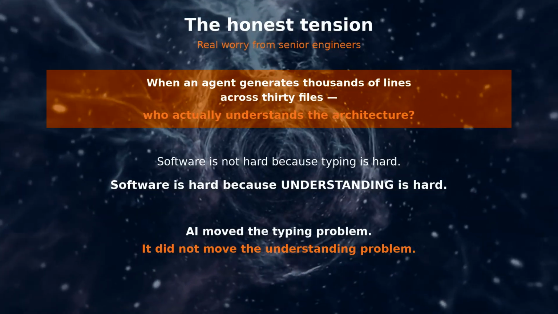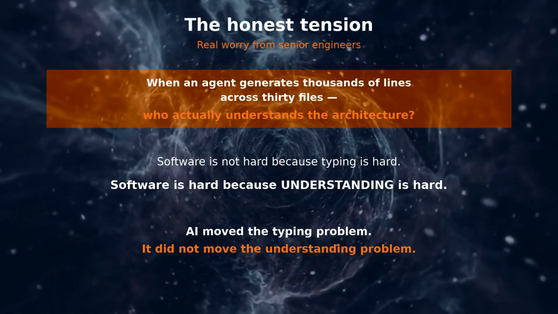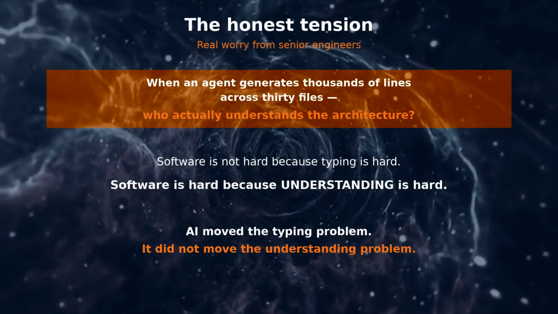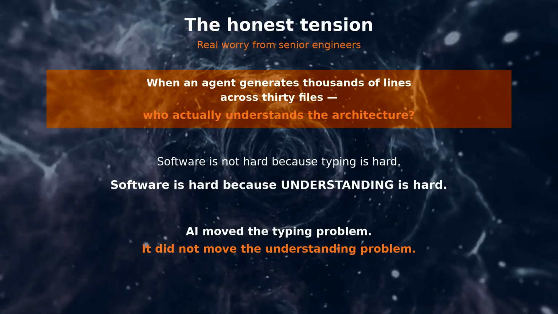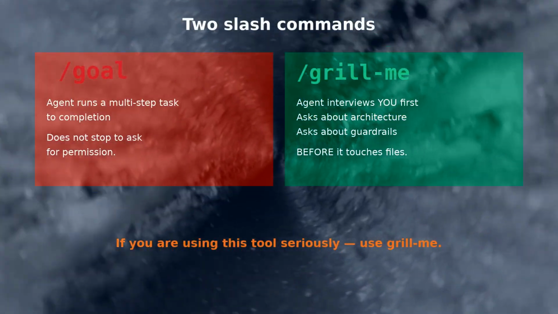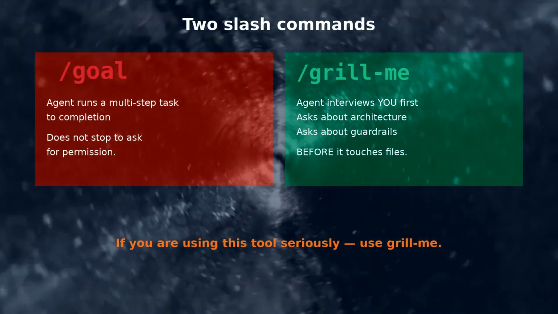Software is hard, not because typing is hard. Software is hard because understanding what you built is hard. AI moves the typing problem. It does not move the understanding problem.